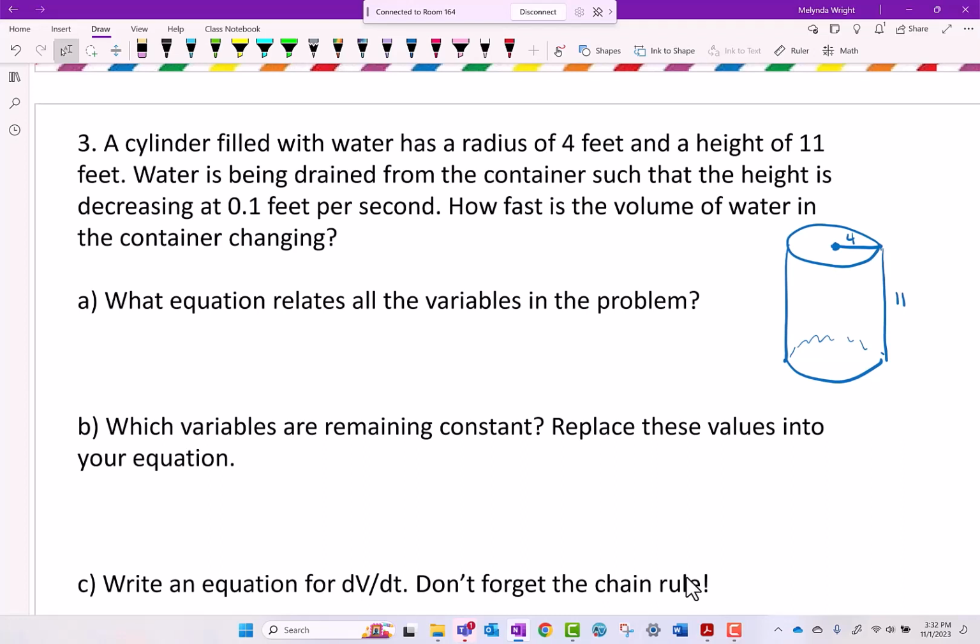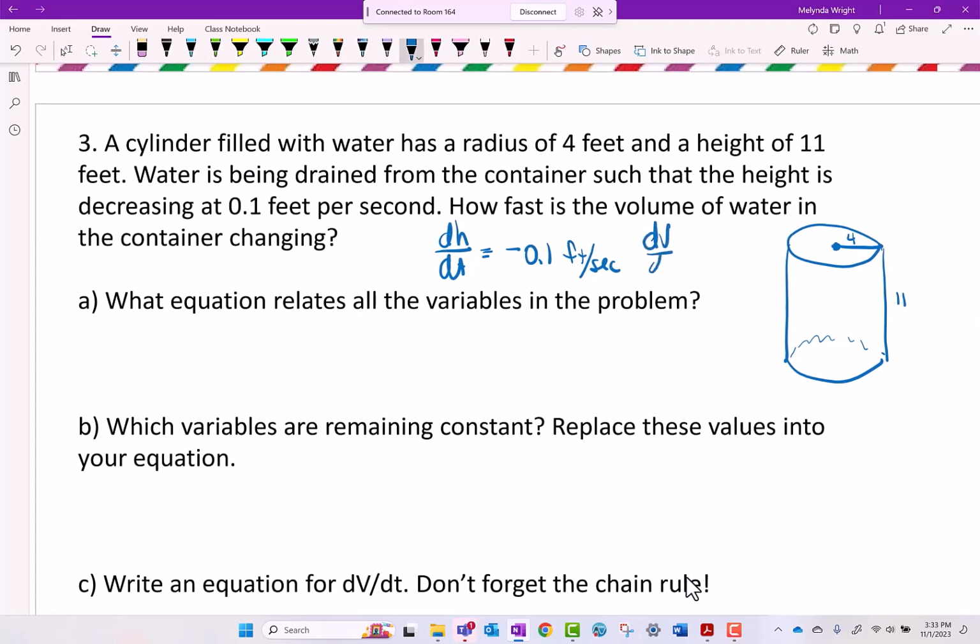Water is being drained from the container such that the height is decreasing at 0.1 feet per second. So dh/dt is decreasing. Decreasing means it's negative. Negative 0.1 feet per second. Okay. How fast is the volume of the water in the container changing? So we would say dV/dt equals question mark.